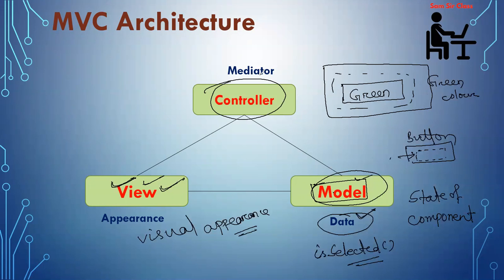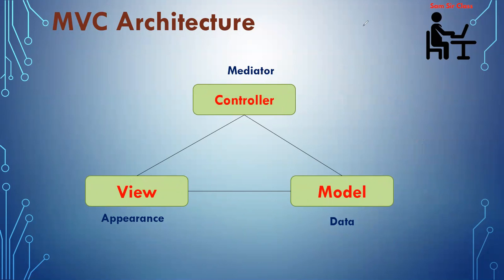Okay. So overall, if you are asked what is MVC architecture in Swing, the MVC architecture is nothing but the model view controller architecture, which is available for Swing components, where the model represents the data of the component, the view represents the appearance of the component, and the controller is a mediator between the model and the view. Okay. So by keeping this in mind, we'll go to the concept of Swing.